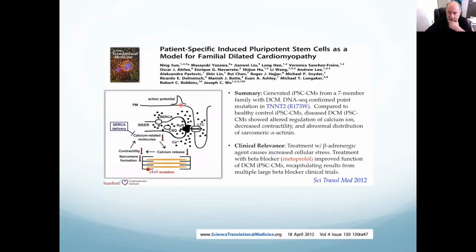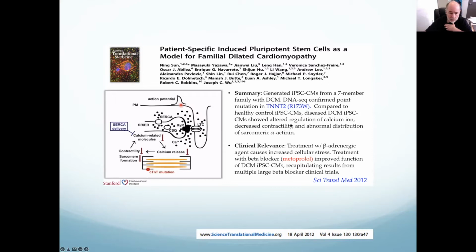So for me, this started back in 2012 when Joe Wu published this paper. This paper was published only 7 years after Yamanaka showed how to make iPSCs out of adult human cells, or even 6 years after that. But basically what Wu showed was that you could take patients who had a particular form of familial dilated cardiomyopathy, with changes in the troponin T gene, and grow them into cardiac myocytes from stem cells.